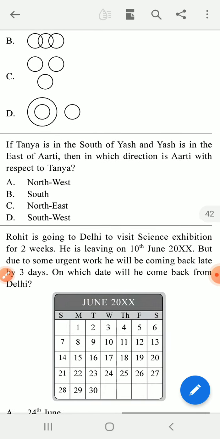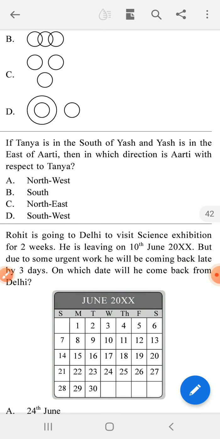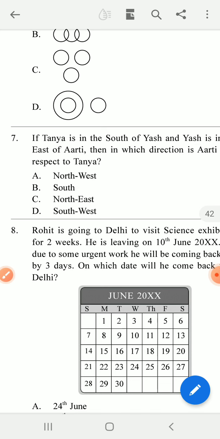If Tanya is in the south of, and just to the east of, Arti, then in which direction is Arti with respect to Tanya? So if you draw, then you get the answer D. D is the answer.